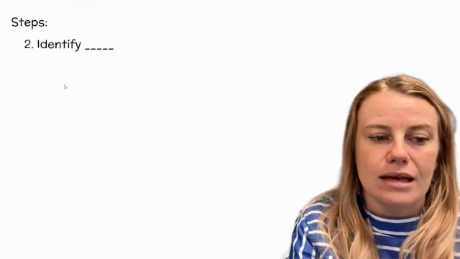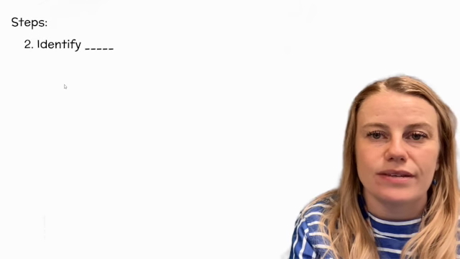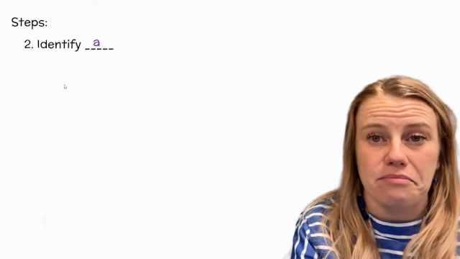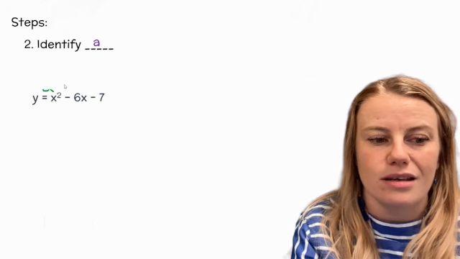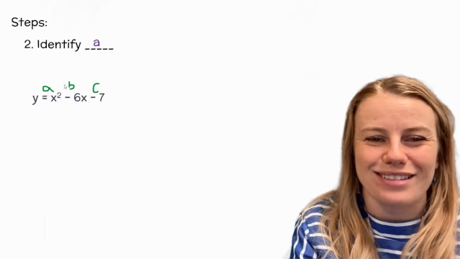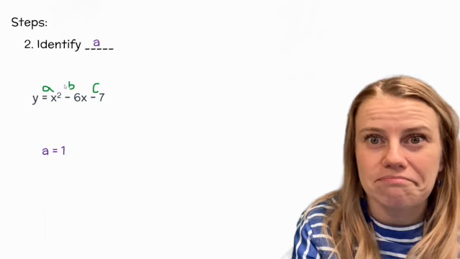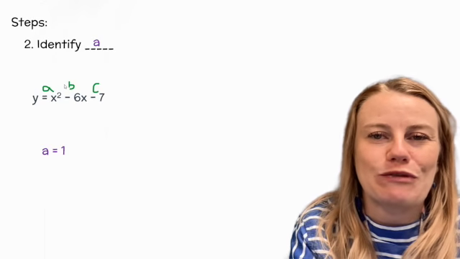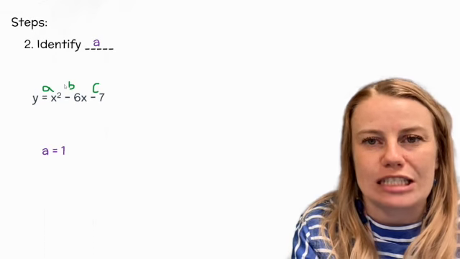Okay. Step 2, we're going to identify our a value. This one's easy, guys. We got a, b, c. What's our a value? 1. It's going to be the same from our standard form to our vertex form.